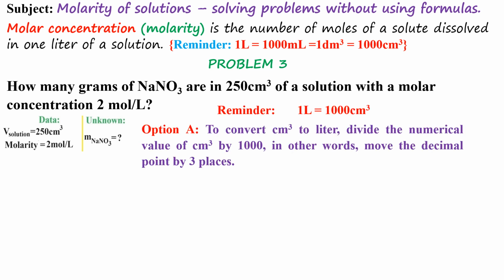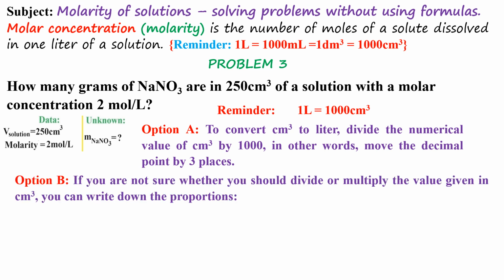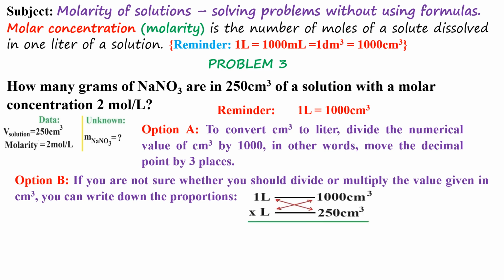To convert cubic centimeters to liters, divide the numerical value of cubic centimeters by 1000. In other words, move the decimal point by 3 places. If you are not sure whether you should divide or multiply the value given in cubic centimeters, you can write down the proportion. 1 liter corresponds to 1000 cubic centimeters.